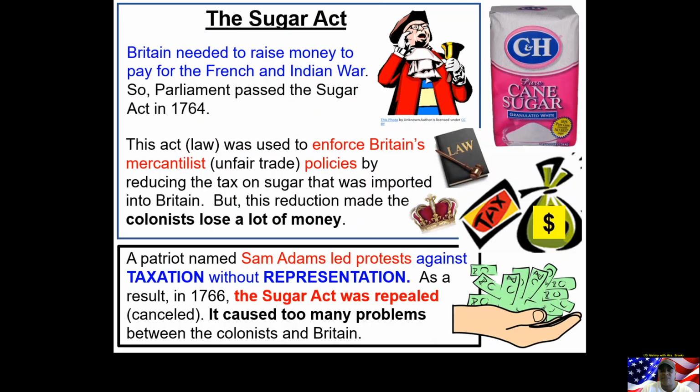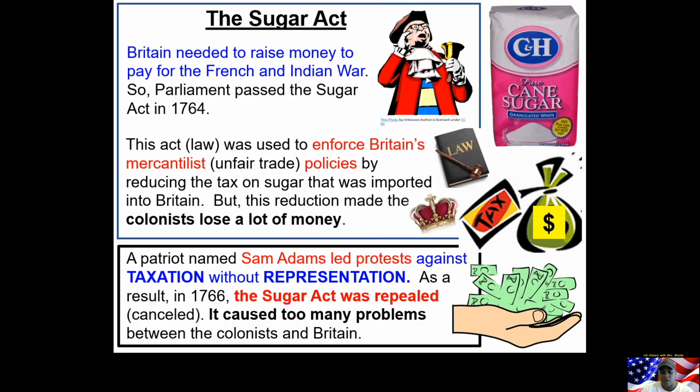Acts of civil disobedience. That means you're doing stuff that's wrong. You know it's wrong, but you're going to do it anyway because you're mad. You're mad at the government because you think the government is not treating you right or trying to take advantage of you. So Sam Adams is going to talk to other men in the colonies. They're going to come together and they're starting a lot of problems about taxation without representation.